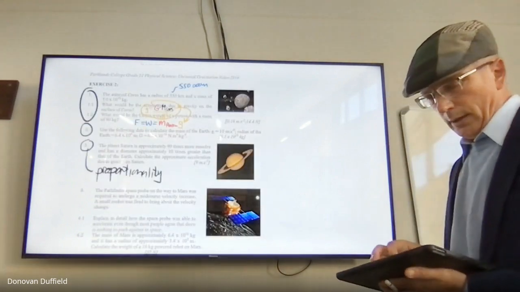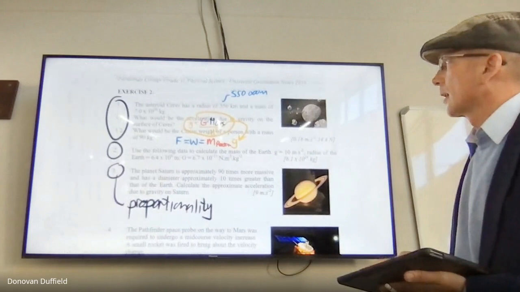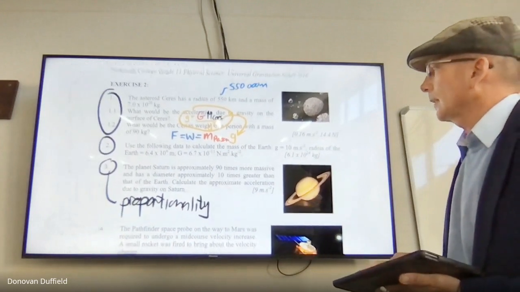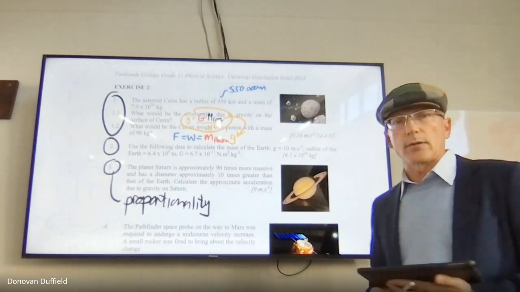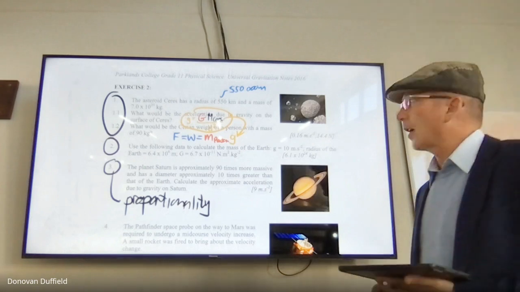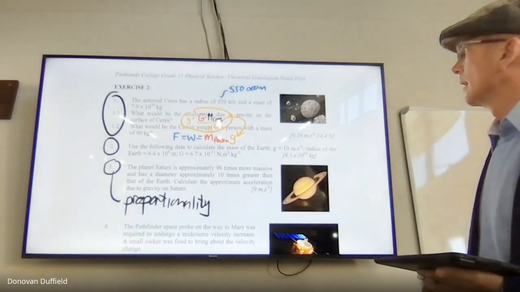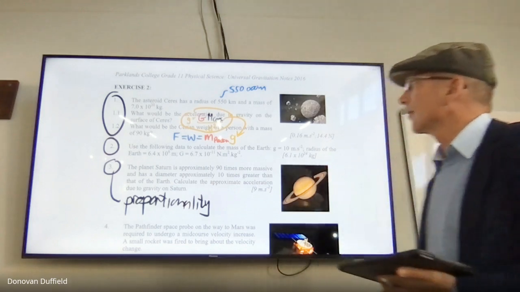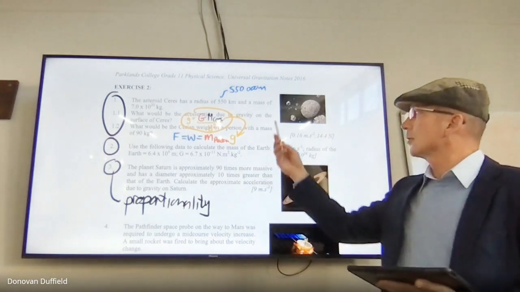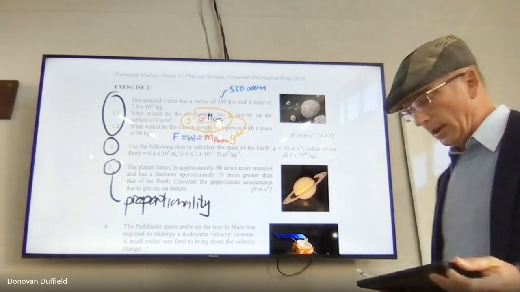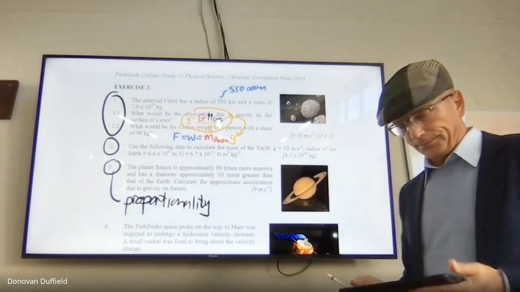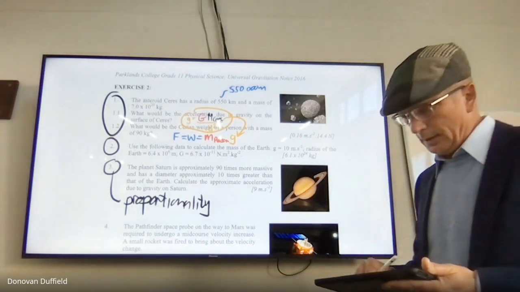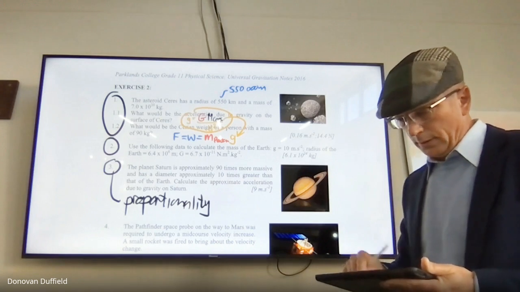Right, so these were the questions I gave for homework. The asteroid Ceres has a radius of 550 kilometers and a mass of 7 times 10 to the 20 kilograms. What would be the acceleration due to gravity on the surface? I'm going to snapshot that, and we are going to take a look at it.